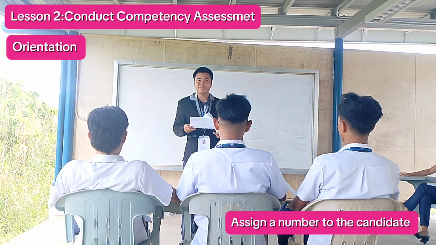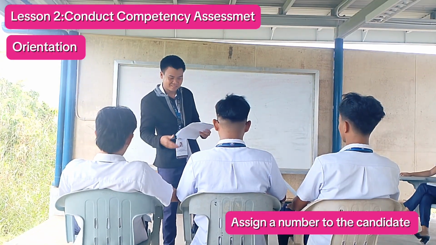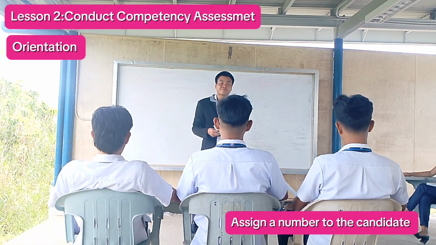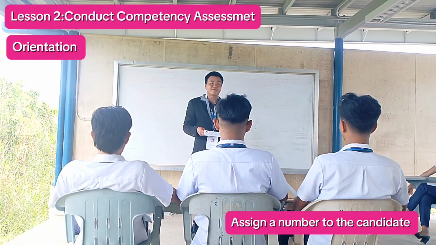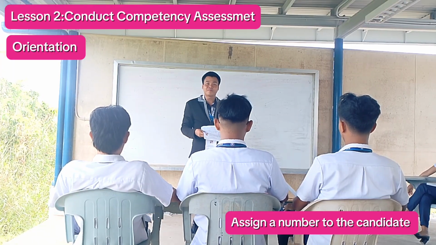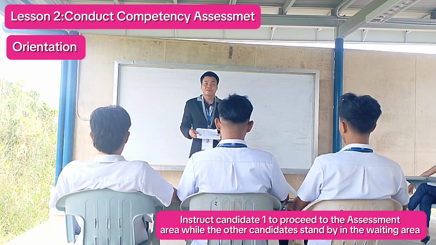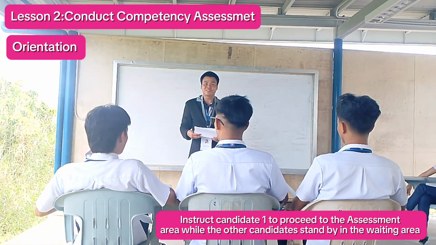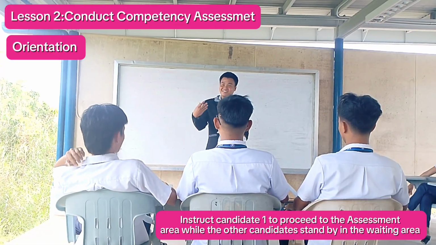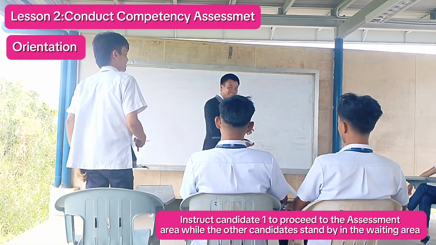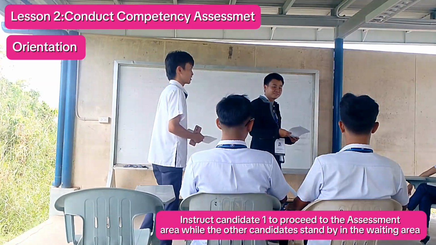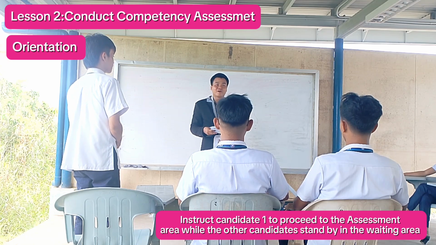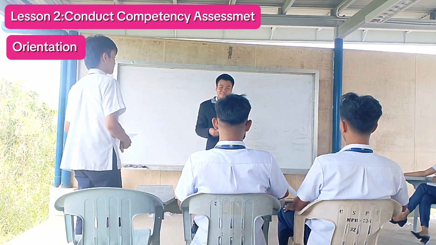Assign a number to the candidates. I will give you a candidate number. Yes, for you, sir. For you, sir. For you, sir. So, everybody must be ready now. Candidate number 1, proceed to the assessment area while the other candidates stand by in the waiting area. Proceed to the assessment area. And for the rest of the candidates, please remain on standby while I call you by number. Thank you.